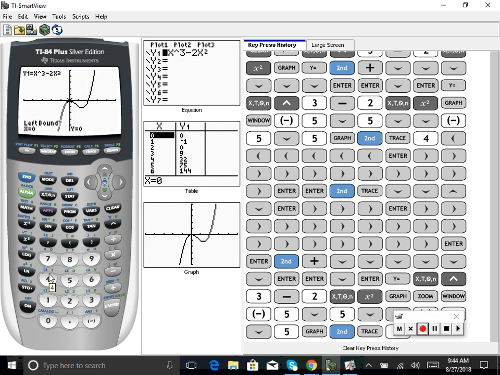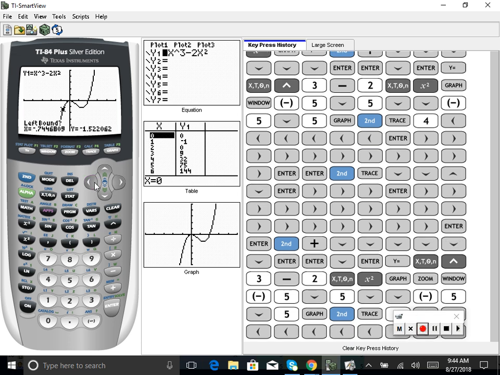You have to understand what the calculator is asking you. The calculator can find the value for you, but it has to know where you want to find the maximum, between what and what. So it says left bound. That just means show me where the maximum is that you want me to locate. So what you're going to do is scroll left of the max, like physically from left to right.